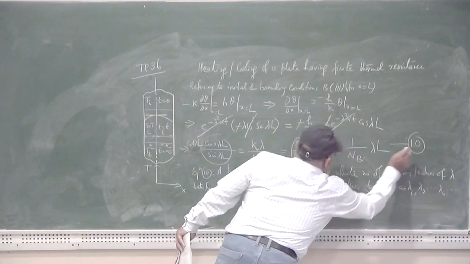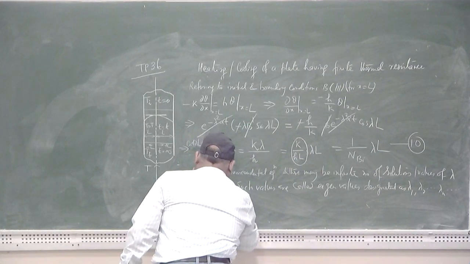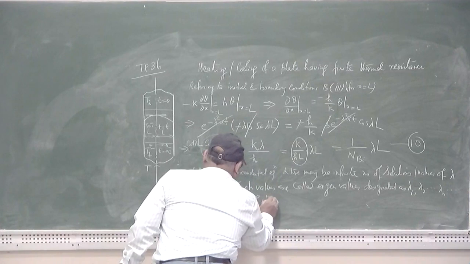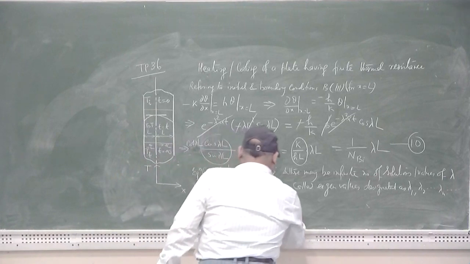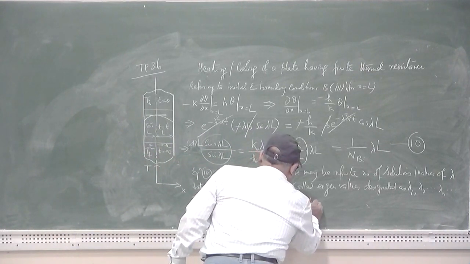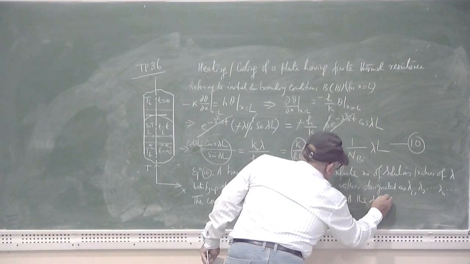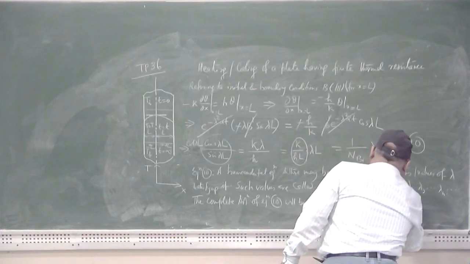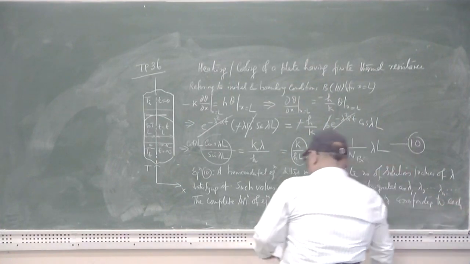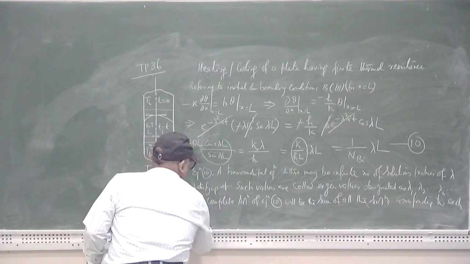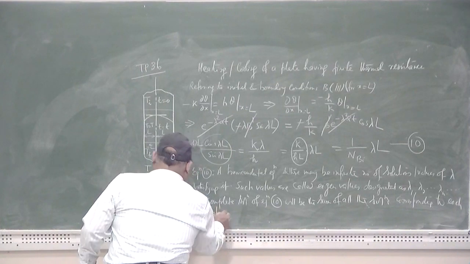The complete solution of equation number 10 will be the sum of all the solutions corresponding to each lambda value, the eigenvalues.